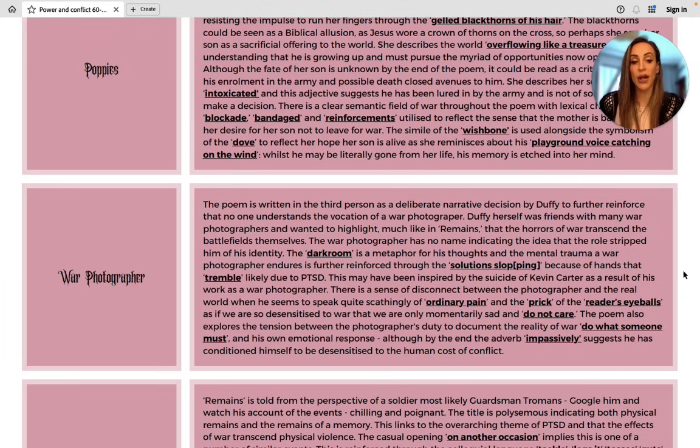This may have been inspired by the suicide of Kevin Carter as a result of his work as a war photographer. For more information on this, you can have a look at my poetry context sheet.